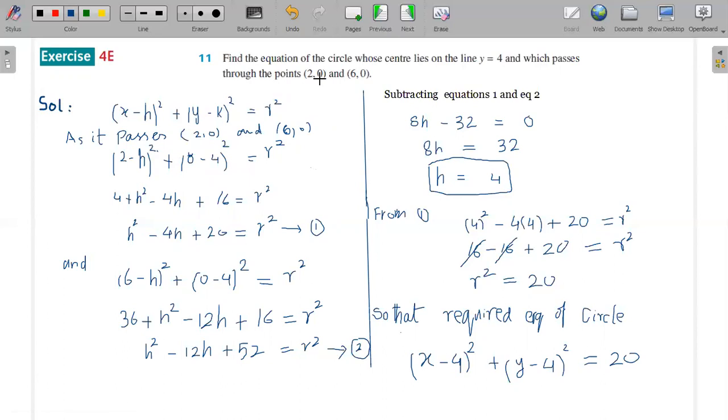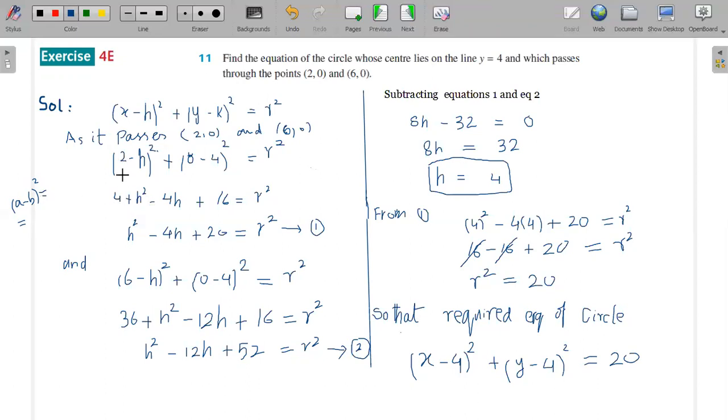So first of all, we will put these 2 points. If we put the first point, x is 2, y is 0. So 2 minus h whole square plus 0 minus 4 whole square equal to r square. Now we have to open this square by using the formula of a minus b whole square. So you know that when we take the square of any two terms, how many terms do we have to write? We get three terms like this.